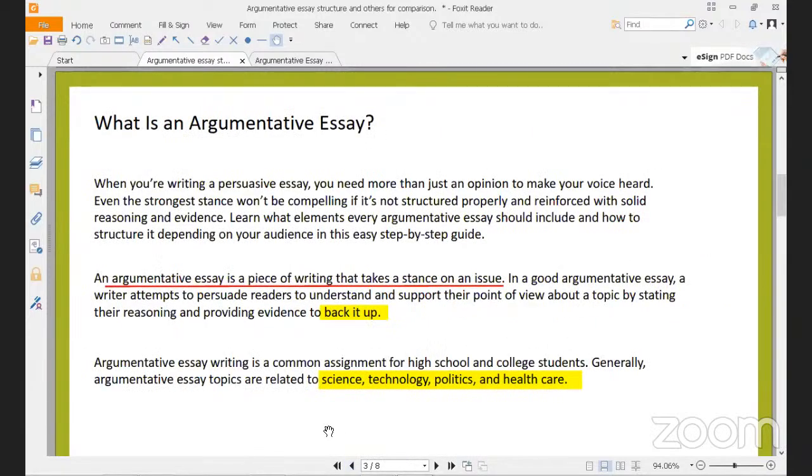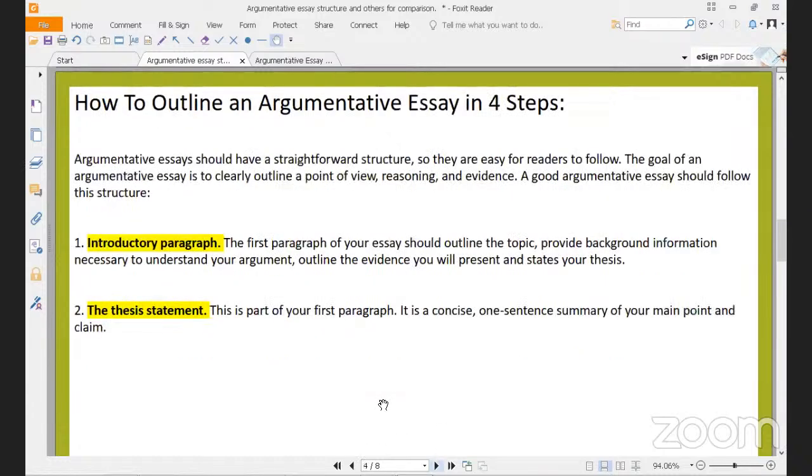Any questions? No? Okay, let's get into more detail. So how are we going to outline an argumentative essay? So let's do it in 4 steps. Now, Mauricio, please help me with this reading. Beginning, okay? Let's see what's going on here.